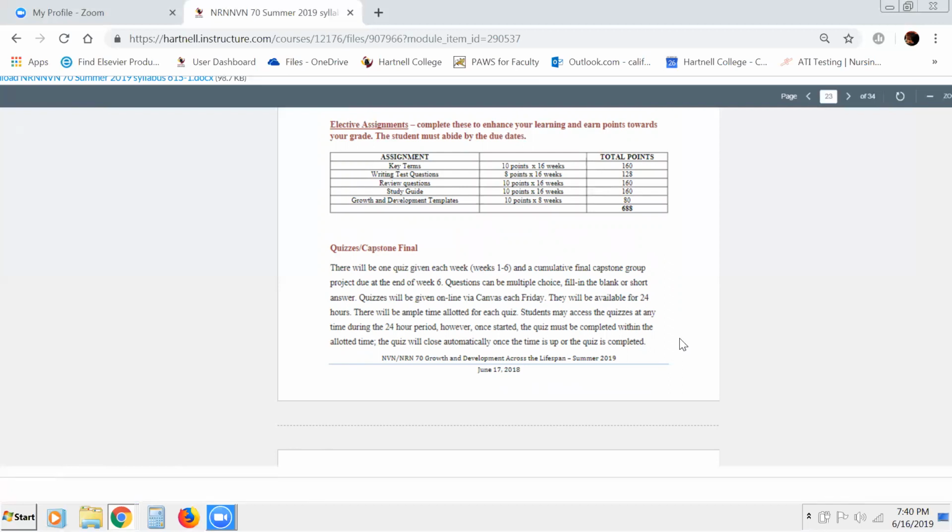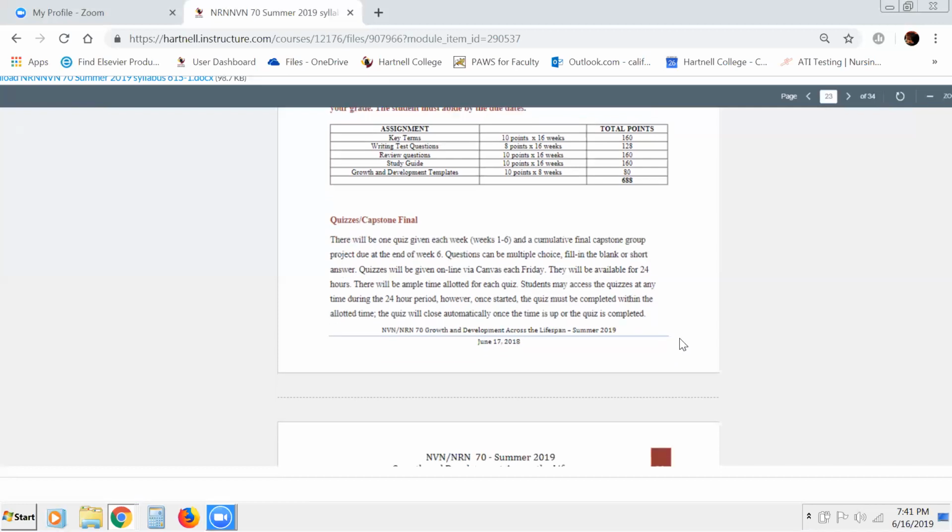However, once you start the quiz, you have to complete it within the allotted time. So if you're going to start it at 2 a.m. on Saturday morning, you need to keep going with it. You have one opportunity to take the quiz. If you run into problems while taking the quiz, you can text me or communicate with me somehow to let me know, and we will try and fix whatever the problem is.